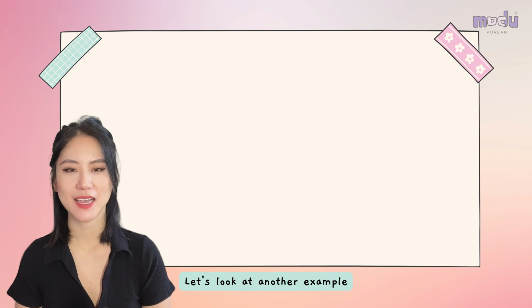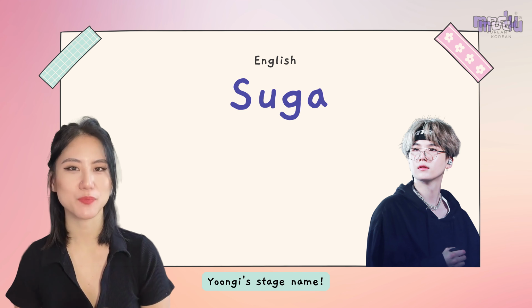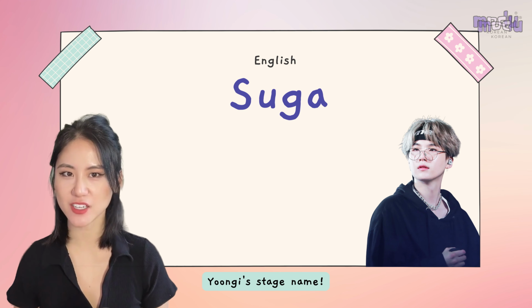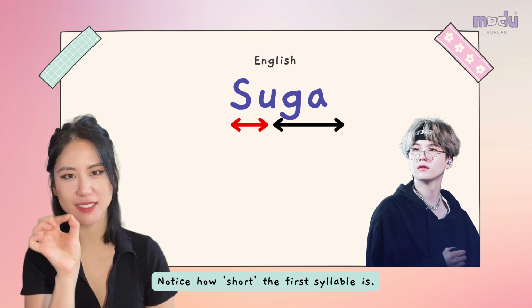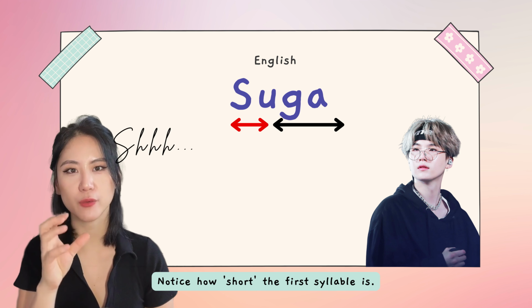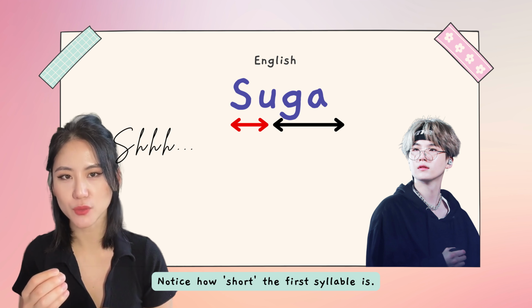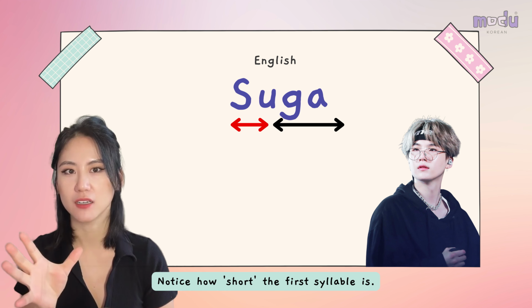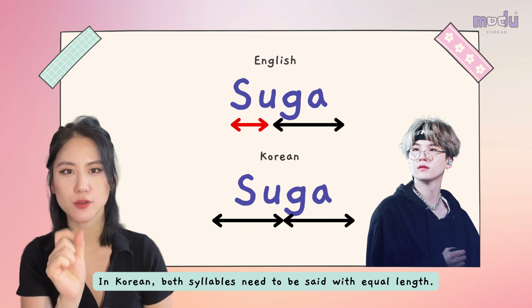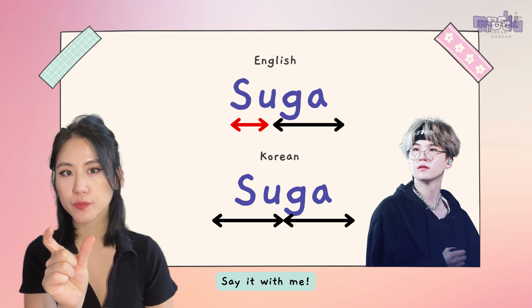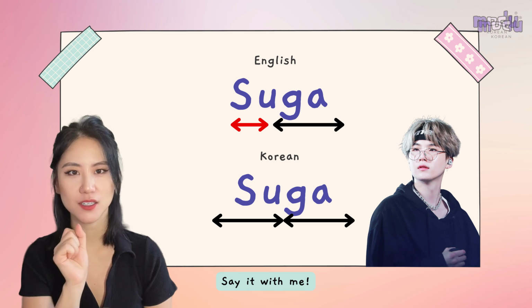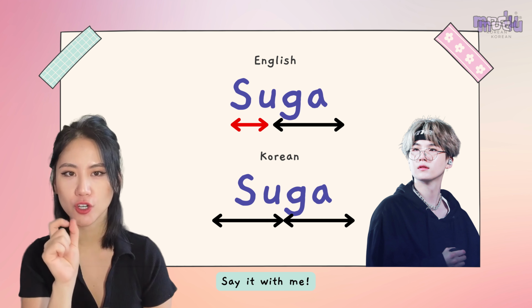Equal lengths. And another example of that would be Yoongi's stage name, which is Sugar. Sugar. So notice how short these sounds are. Sh. We're almost not even saying a full syllable. We go sh. Sugar. So in Korean, we need to make sure they're a little bit longer than that. Shu, ka. Shu, ka.